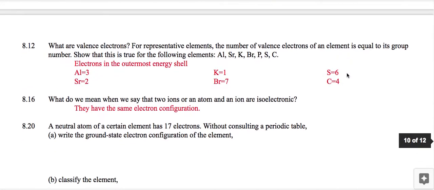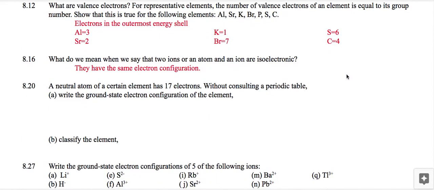Valence electrons. Again, guys, this is straightforward stuff. What do I mean when they're isoelectronic? It means they have the same exact electron configuration. Without consulting the periodic table, write out the ground state electron configuration of this, and then identify or classify the element. It's going to be a nonmetal because of its electron configuration.